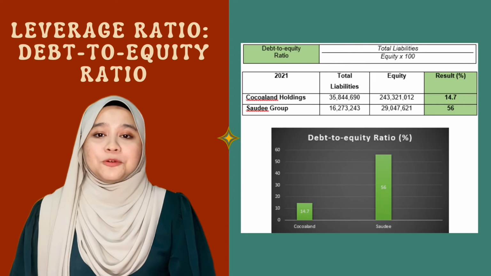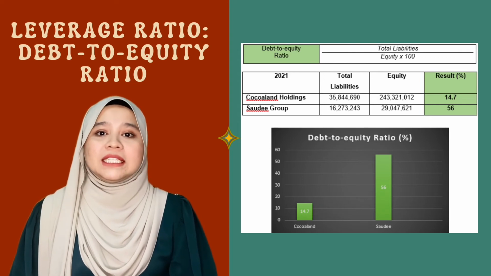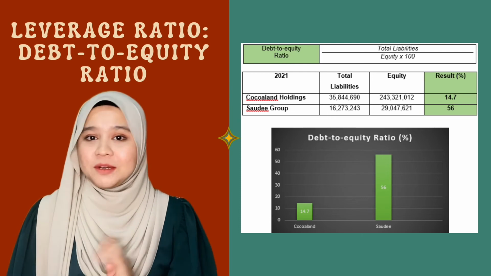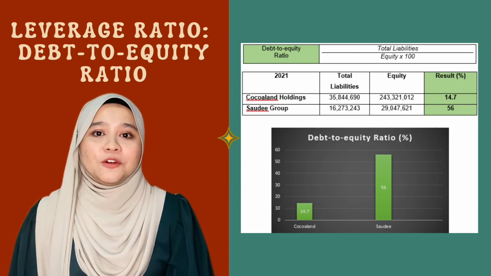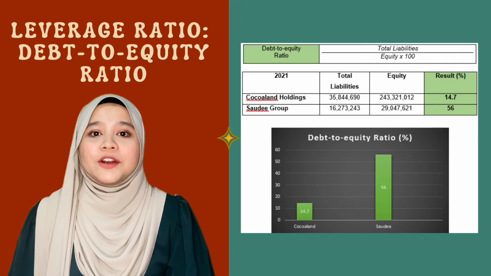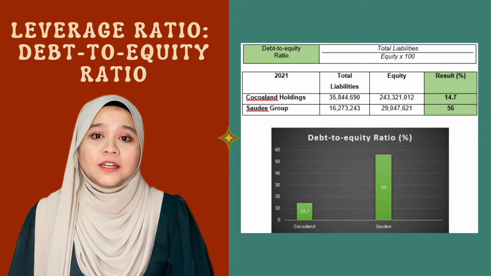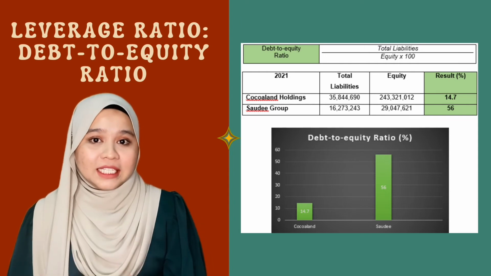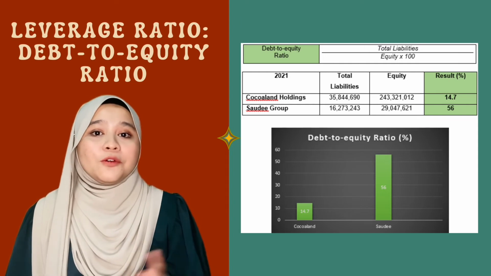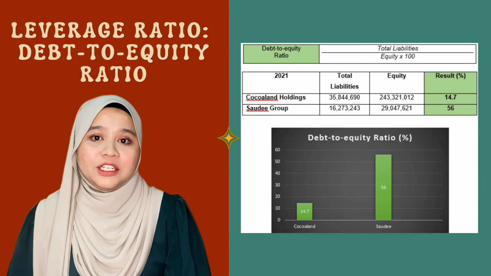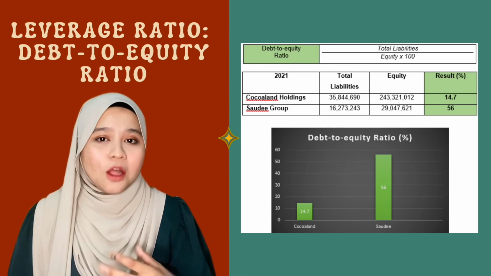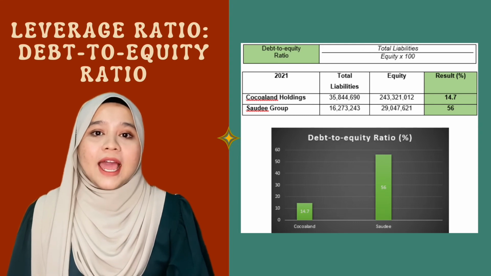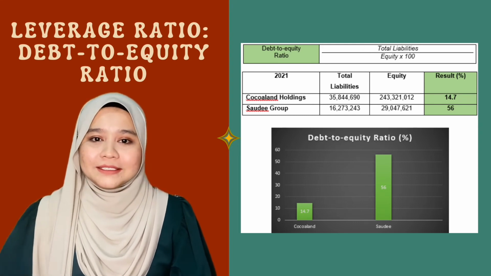Besides, the debt-to-equity ratio of Saudi Group is substantially higher than Coquelin Holdings, as shown in the graph above. It is obvious that Saudi Group is taking on additional risk by drawing capital from the business to fund operations for advancement. On the other hand, Coquelin Holdings has an edge over Saudi Group with a 14.7% ratio.